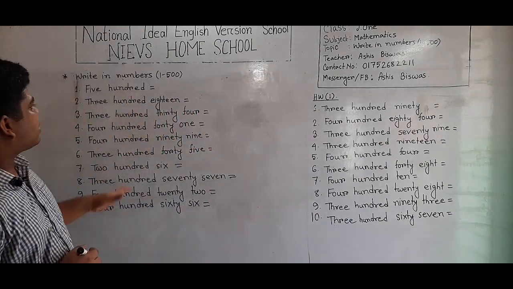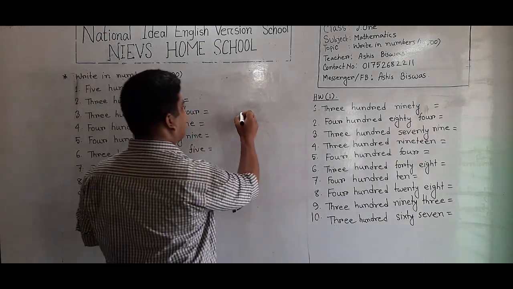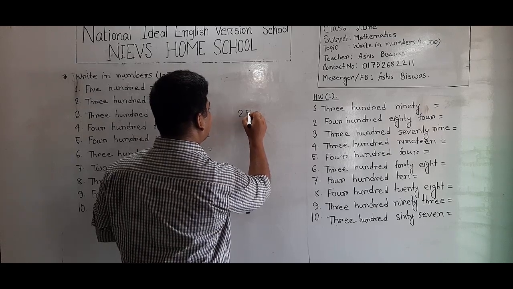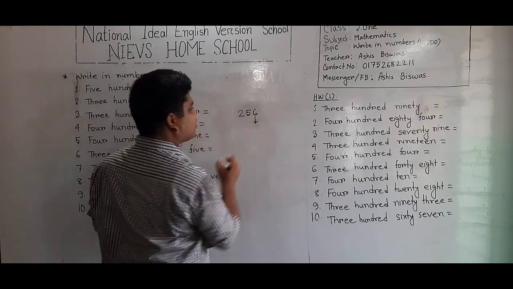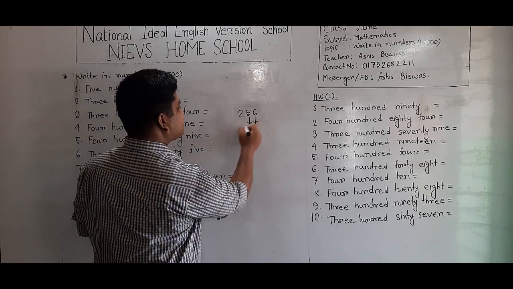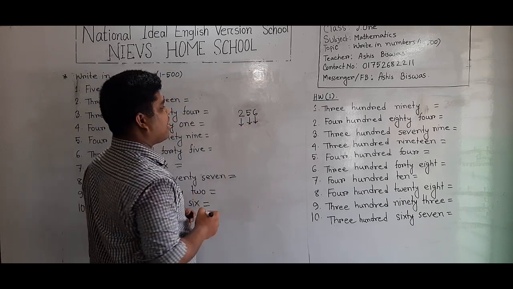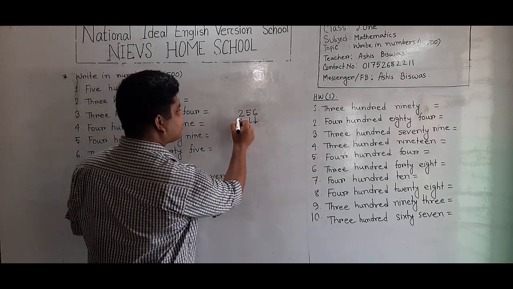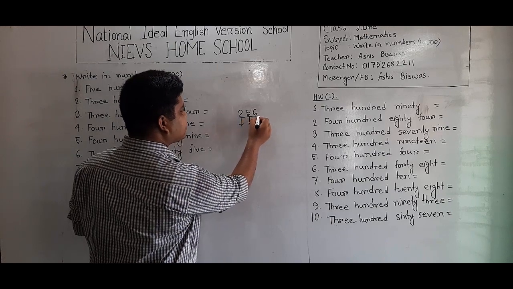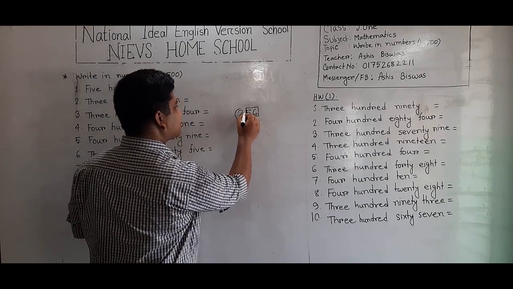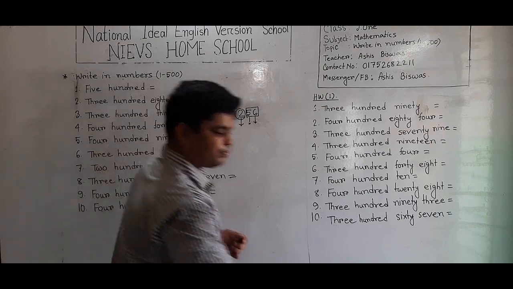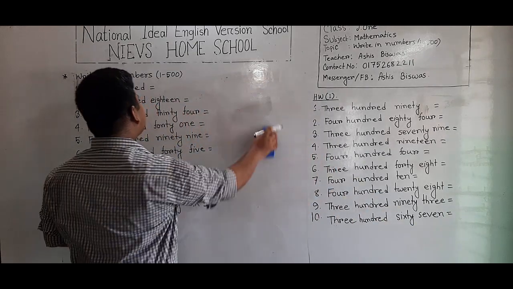Before starting our class, please show a number: 256. Here 6 is in ones place, 5 is in tens place, and 2 is in hundreds place. So we read it as 256.